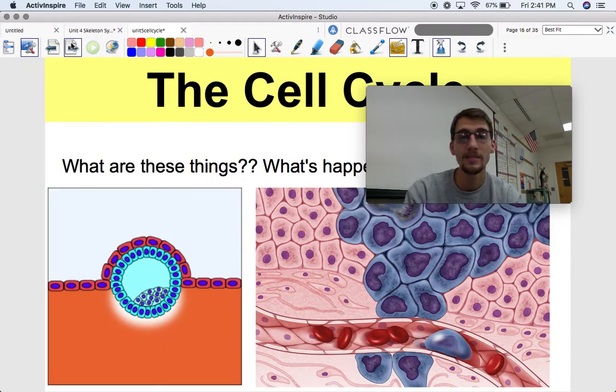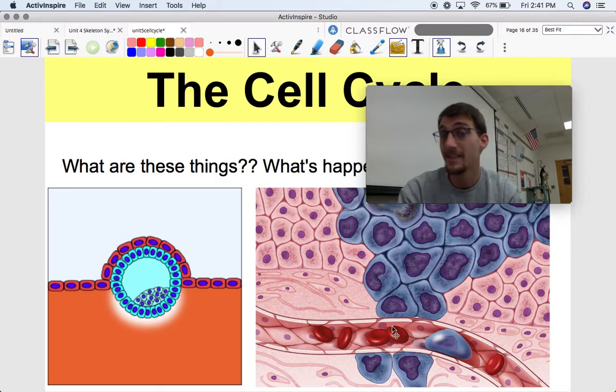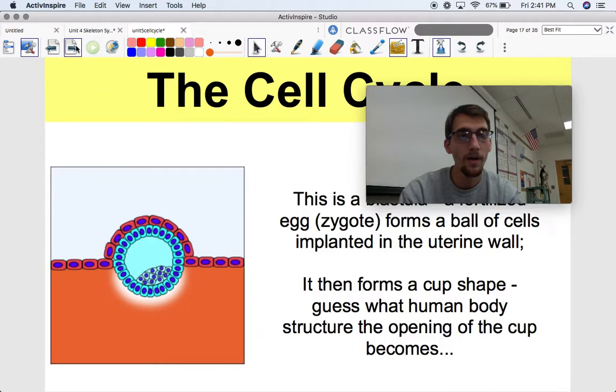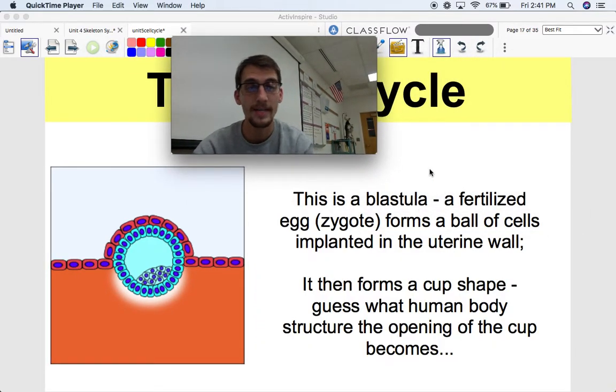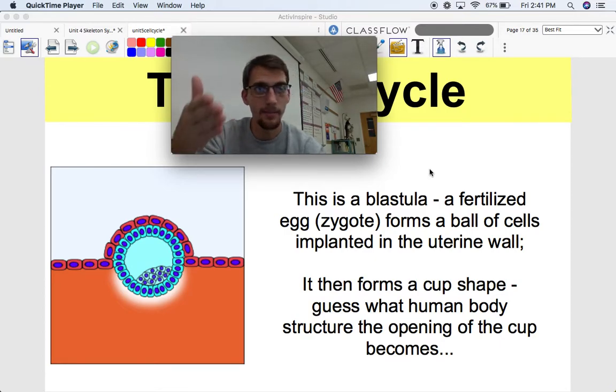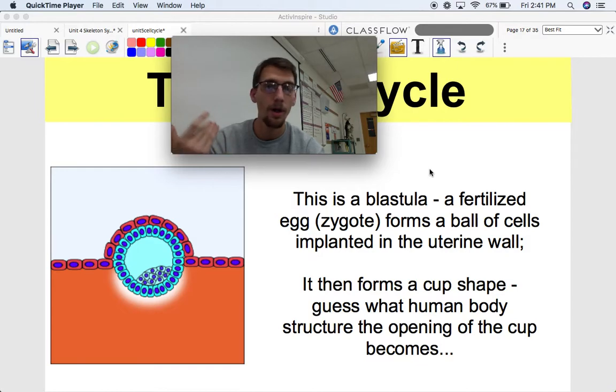All right, so last two things here. What is happening in these images? Well, I think we've already figured out this one, that this is a representation of cancer. But what's happening here? This is what's called a blastula. It's a fertilized egg. When sperm and egg combine after fertilization, it forms what's called a zygote, and that's the first cell that's going to be making up a multicellular organism like yourself. So we were all just one cell called a zygote. It forms a ball of cells, and it implants into the uterine wall of the mother.